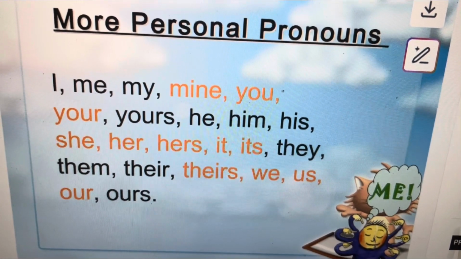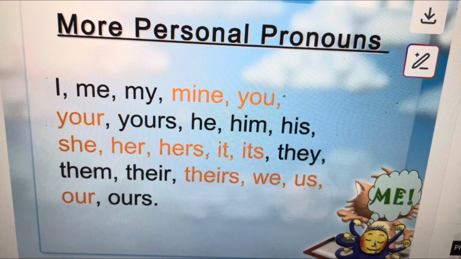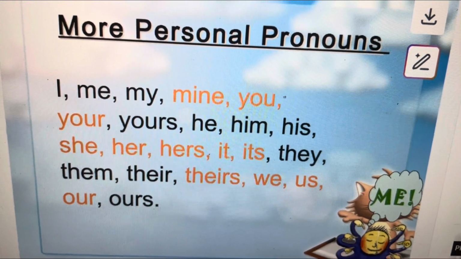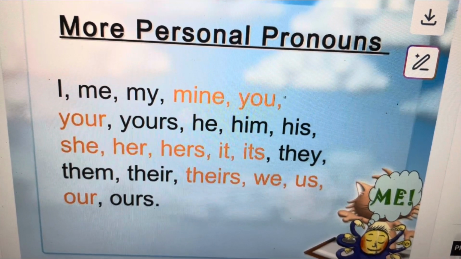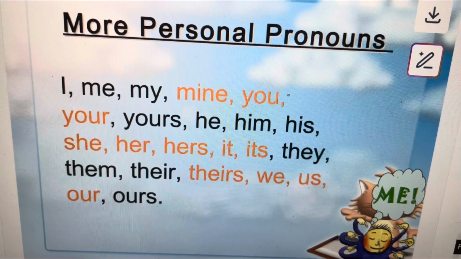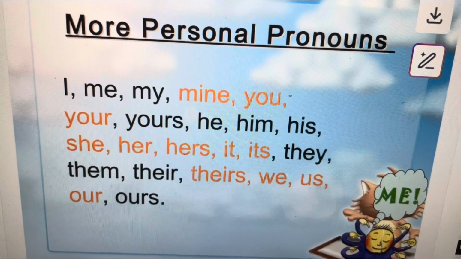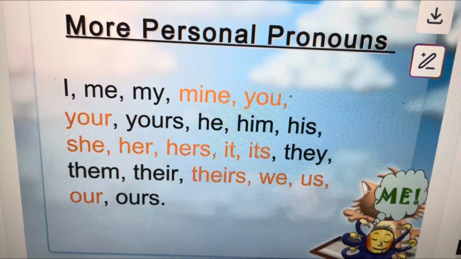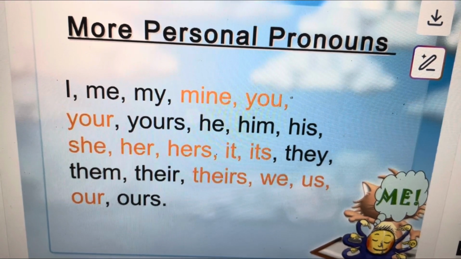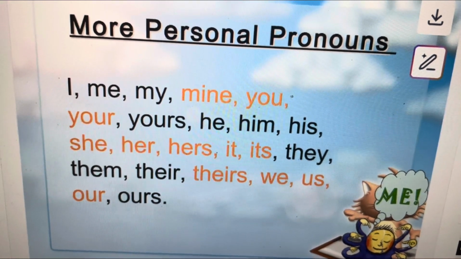So all these are the pronouns we are using as personal pronouns. I, me, my, mine, you, your, yours, he, him, his, she, her, hers, it, its, they, them, their, theirs, we, us, our, ours. So all these are the personal pronouns.